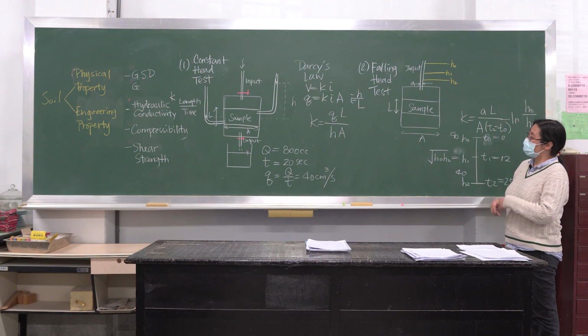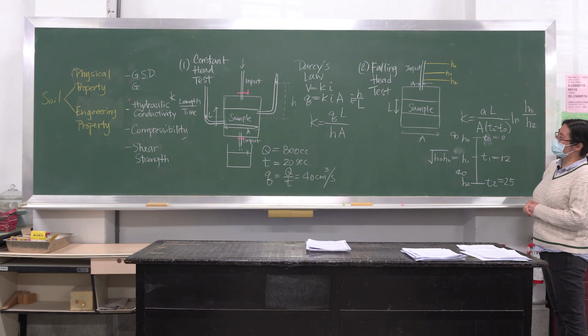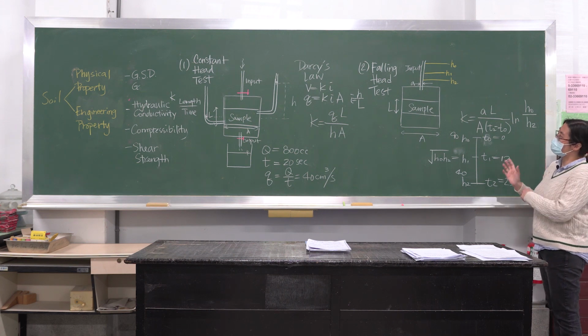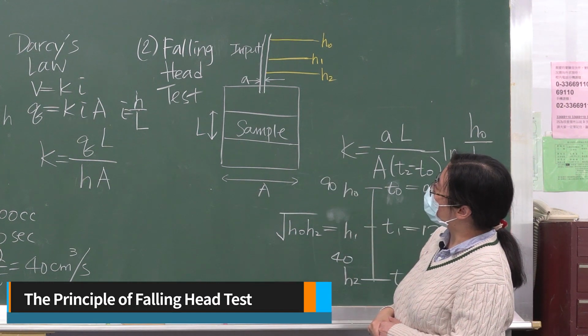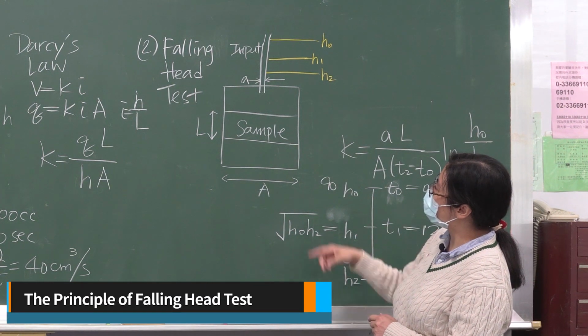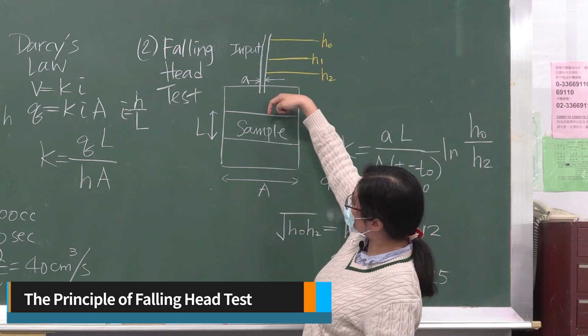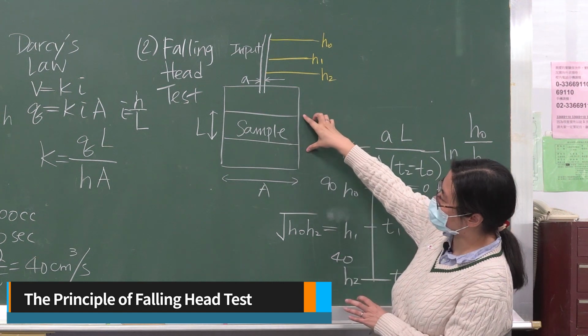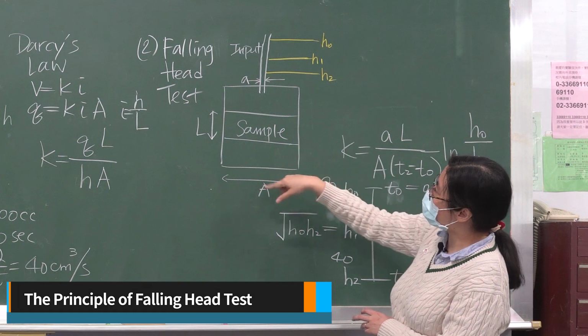It may not be easy for you to obtain a reliable value if you perform this test once or twice. So you will have to practice several times before you can obtain a reliable value, and we will talk about that in a moment. First of all, for this falling head test, we have a sample. Water is again flowing into the sample, and the length of the sample is L, the cross-sectional area of the sample is A.